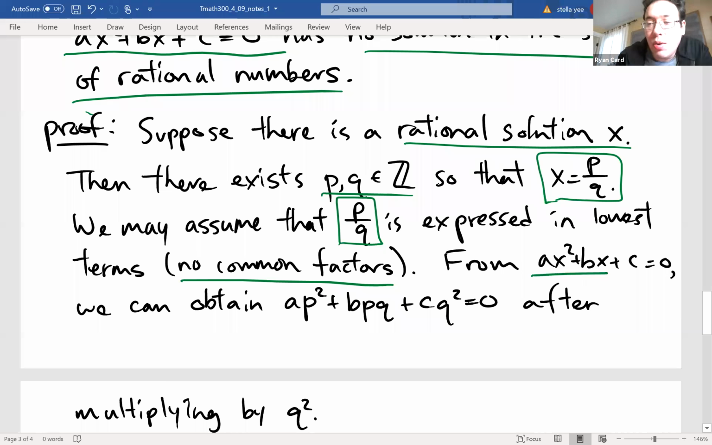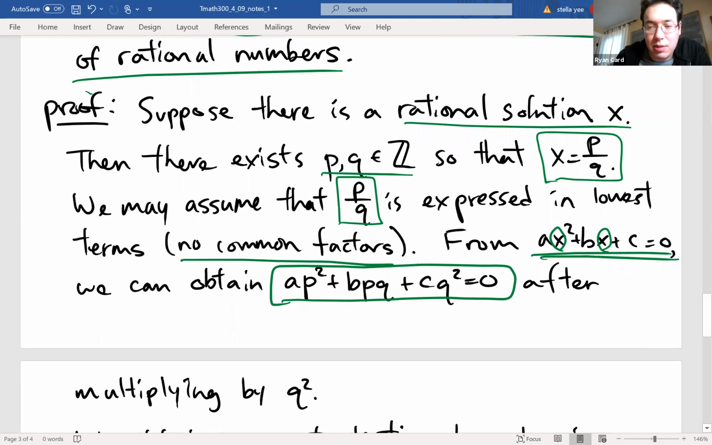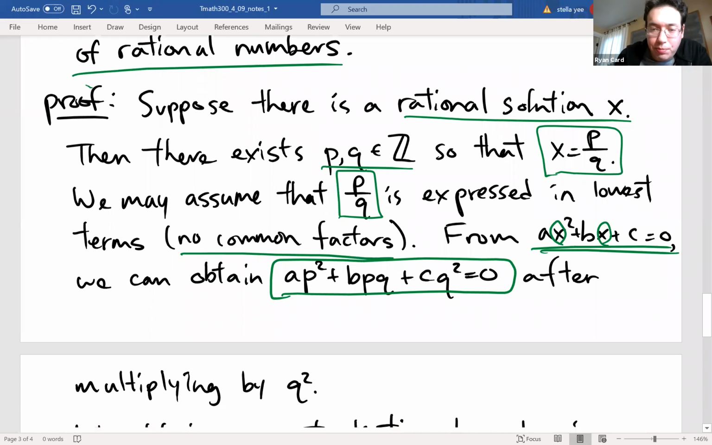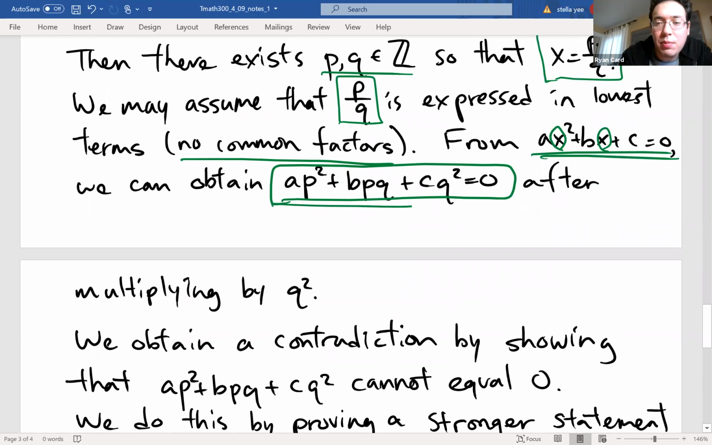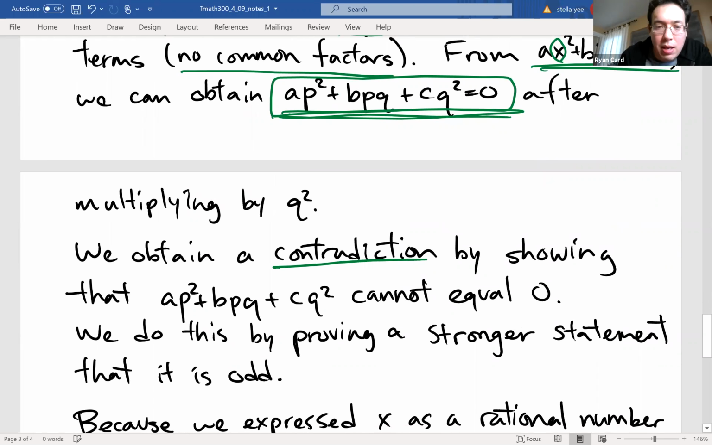Okay, so we have this equation ax squared plus bx plus c equals 0. Let's plug in p divided by q for x. If you plug it in and multiply both sides by q squared, this is the equation we get: ap squared plus bpq plus cq squared. And that's still equal to 0, because 0 times q squared is still 0. Okay, so we have this quadratic expression with three terms. What we want to do is get a contradiction by showing that this, whatever this is, cannot be equal to 0.